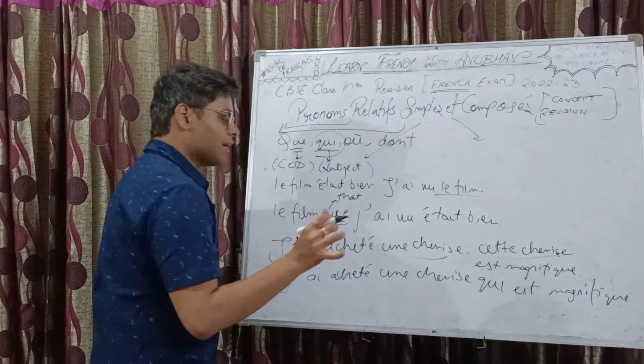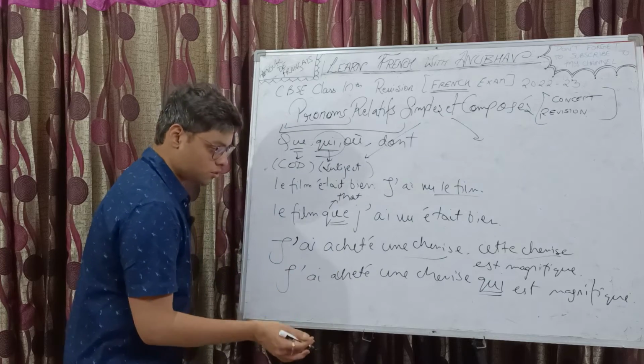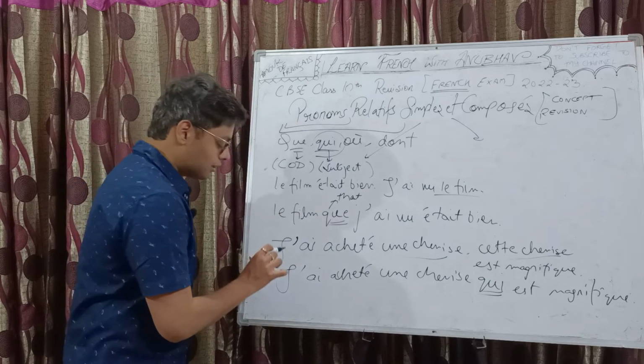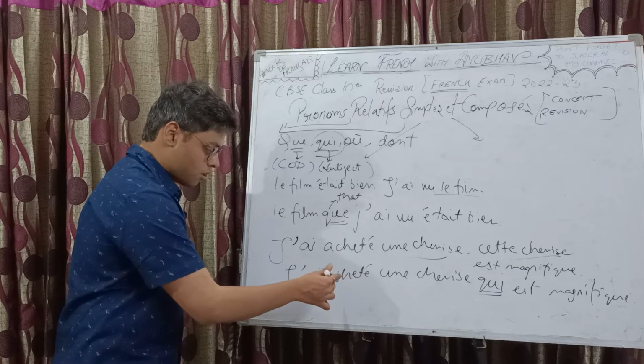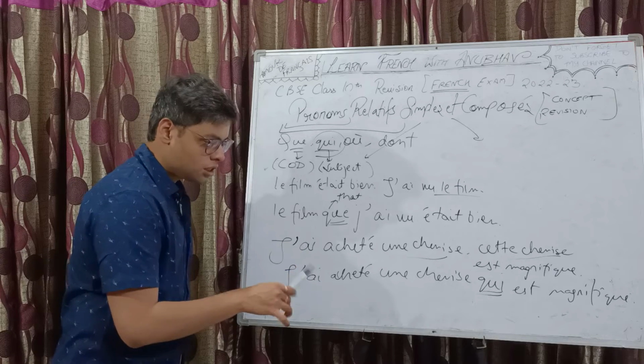One small trick. Okay, let's know the translation first. Qui means who or which. Okay, it can translate to who and it can translate to which. So I purchased a shirt which is magnificent.